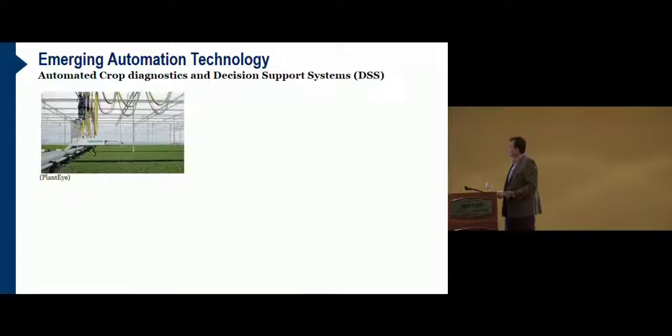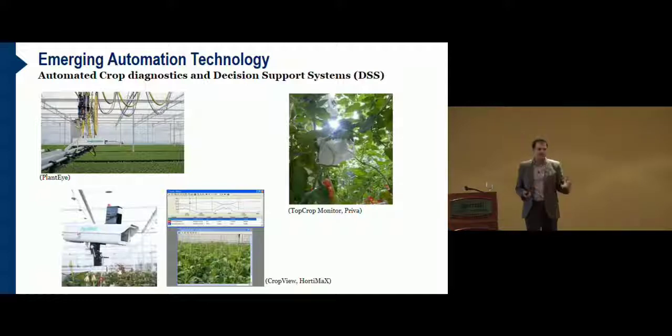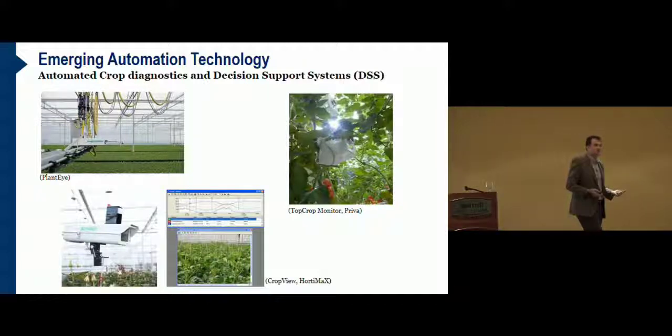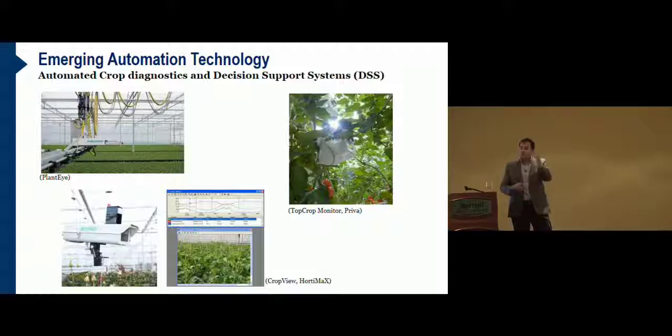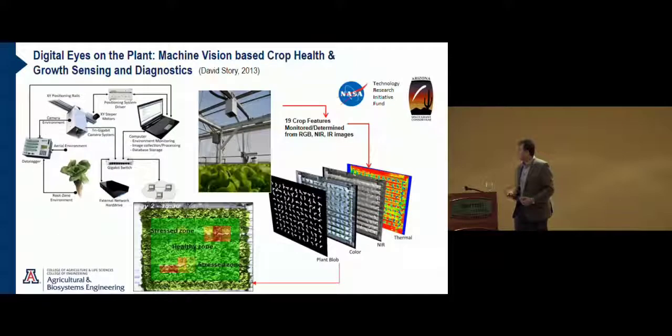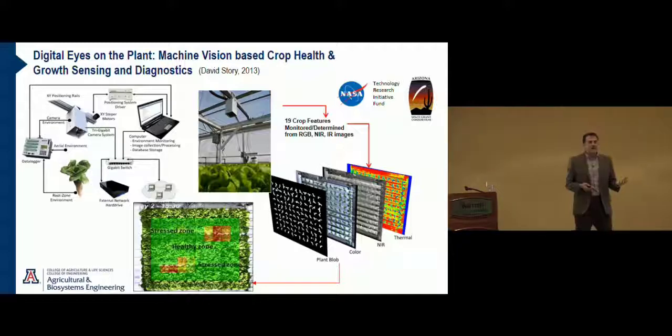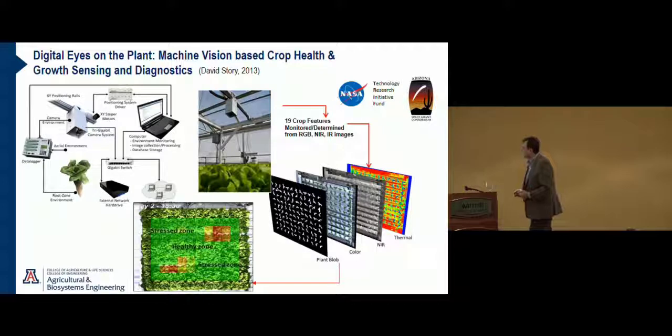Automated crop diagnostics and decision support systems are among emerging automation systems and technologies where sensors are used, for example, computer vision systems to look at information from the plant in addition to those we measure from the aerial environment to make improved decisions. If you enable the grower with this type of information, those coming directly from the plant in addition to other environmental variables, then we can really improve the resource use efficiency in the production and also the quality. Digital eyes on the plants act as an aid to the grower to make a better decision.